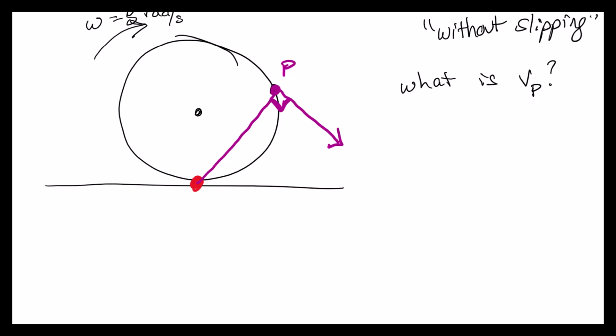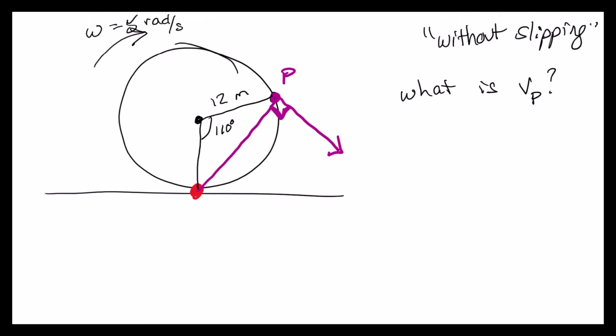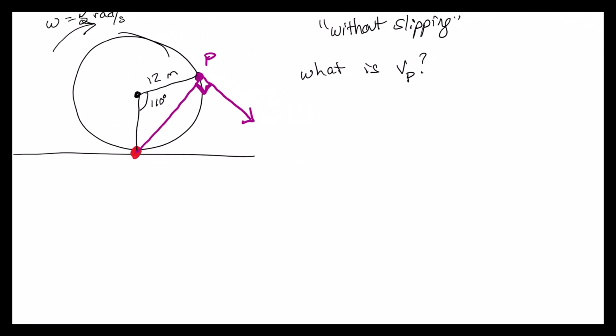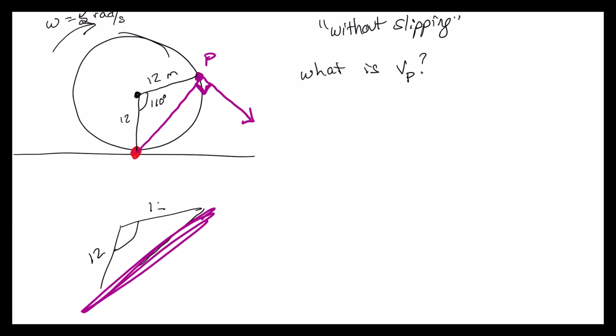So let's pretend that I have a radius of 12 meters, and maybe it gives me this angle is 110 degrees. Okay, so let's see, what can I do with this? I'm going to take this triangle and put it off to the side real quick, because what I need to know is the length of this purple thing. Because I'm kind of awesome at triangles, I know these are both radii, so those both have to be 12.